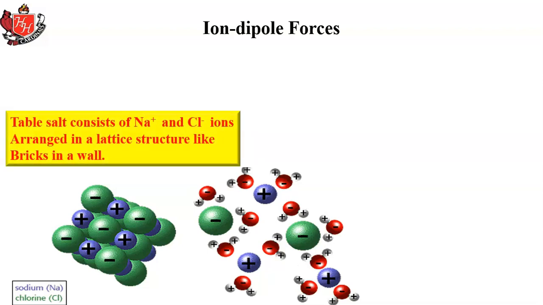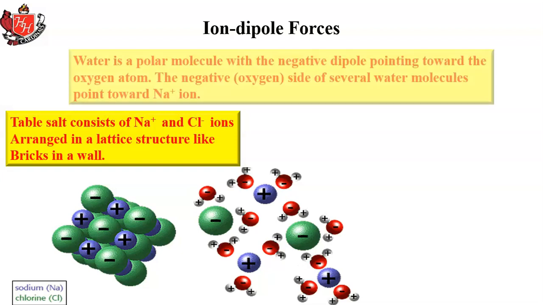So table salt, and that cube there represents table salt. It's Na plus ions, sodium cations, and Cl minus chlorine anions, and they're forming an ionic bond, and they're arranged in a lattice structure like bricks in a wall.